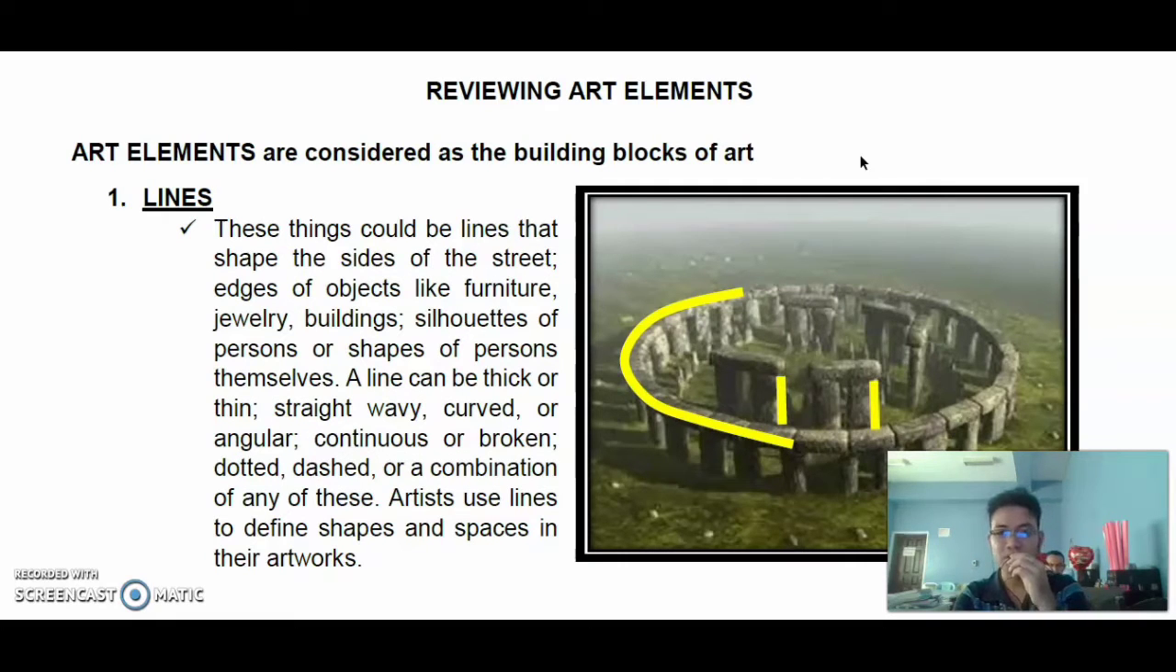Okay, so you have there an example of an image of an artwork which has lines. You have curved lines, and you also have straight lines. Lines will also help the viewers and the artists to create an artwork.